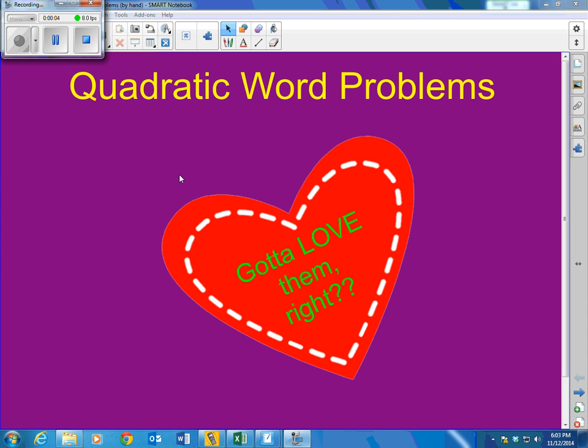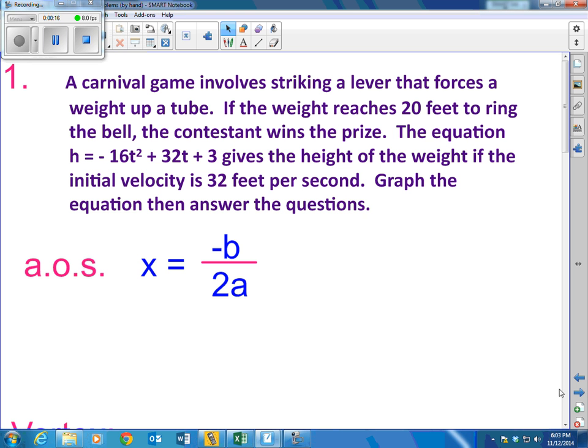Okay, everybody's favorite. Gotta love word problems. So we're going to look at some quadratic word problems today, and you can see how quadratic equations are really applicable to some things that you'll see in life. So this first example talks about a carnival game where you strike a lever and it forces a weight up a tube, and it's asking you if the weight reaches 20 feet to ring the bell.